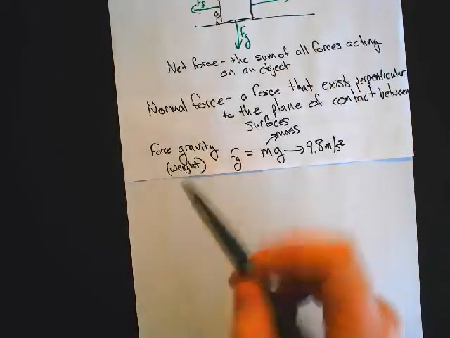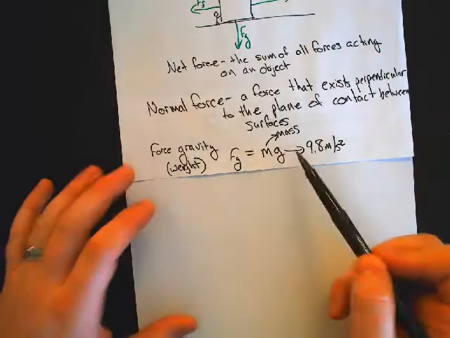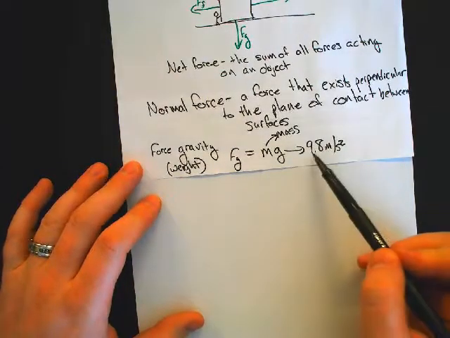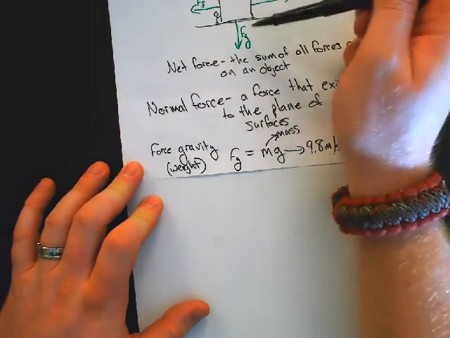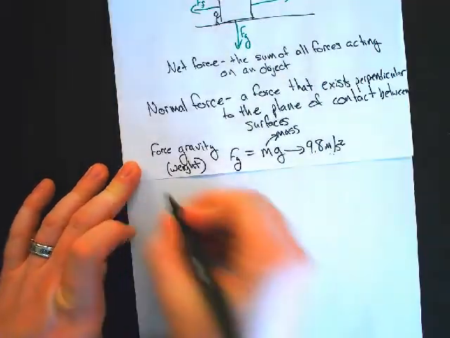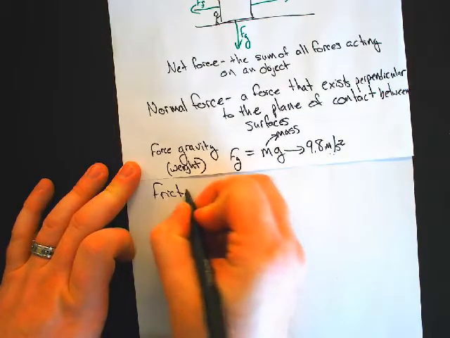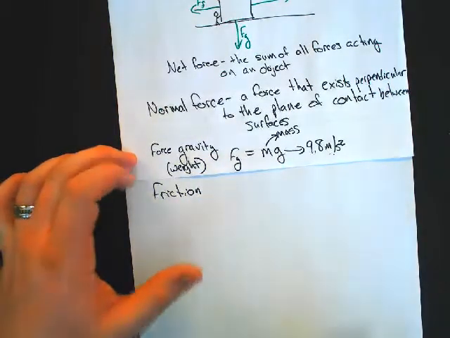Okay. All right. So force of gravity, mass times gravity. This is also known as the weight. All objects accelerate towards the ground at the same rate. So that's normal force. That's gravitational force. Next up is friction. There are two types of friction.